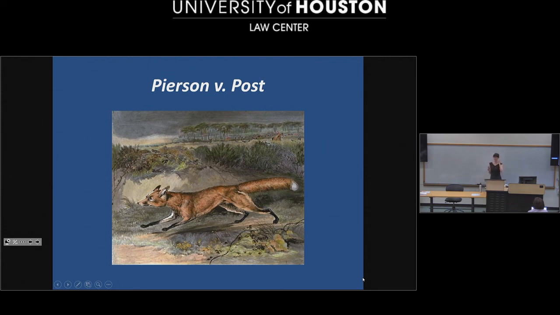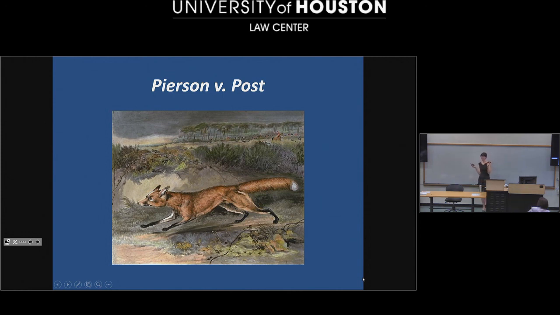Who won at the lower court? Post, yeah. Because they're both P's, it's confusing. Post won, but Pearson is upset with that result and he appeals because he wants to win. Okay, good. So what is this court's starting point for how it decides who is the owner of a fox that is hunted?